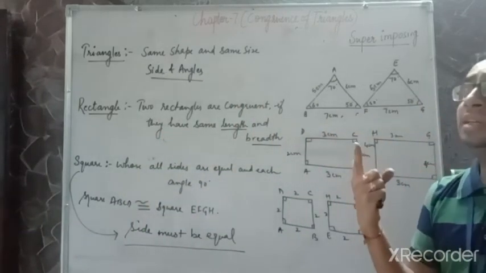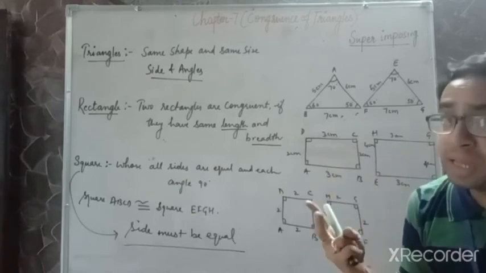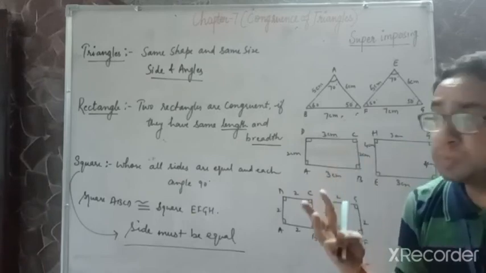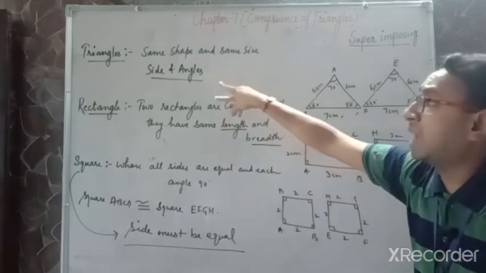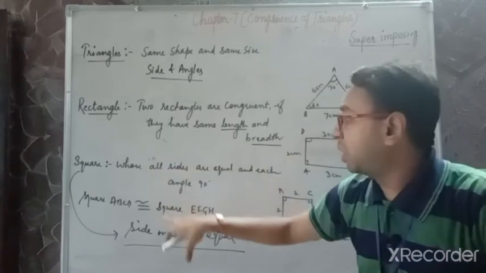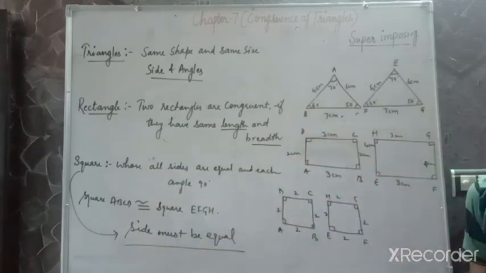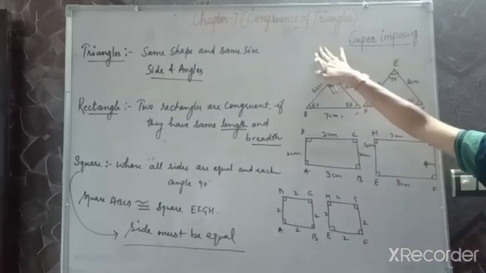For line segment, length must be same. For angle, angle measure should be same. For circle, the radius must be same. For triangle, side and angles must be same. For rectangle, length and breadth must be same. For a square, the side must be same. Are we clear with this? So this is there in the congruence basis.